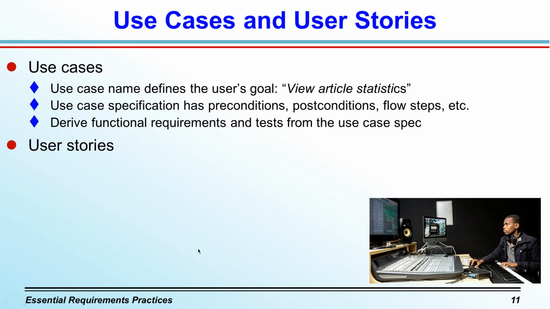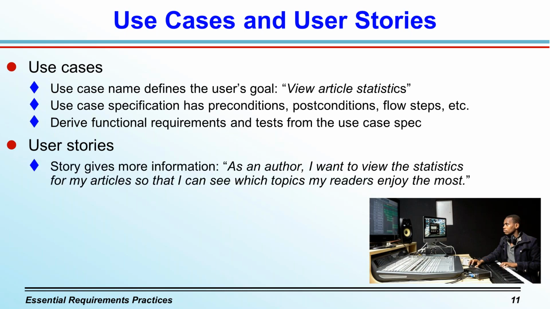User stories are typically employed on agile projects as the primary requirements deliverable. A user story is written typically according to a pattern that provides a little more information and context, including the type of user and the motivation or rationale behind the request. So for that same need regarding article statistics, we might say, as an author, okay, now I know who cares about this, I want to view the statistics for my articles. That's basically the same as the use case name, so that I can see which topics my readers enjoy the most. All right, so that gives us a richer understanding than just the use case name does.